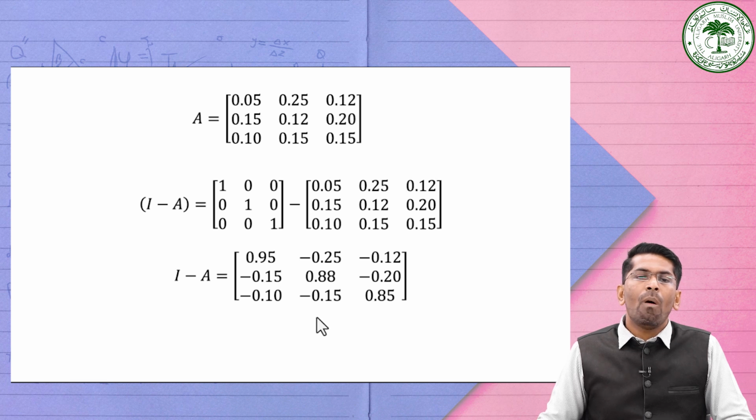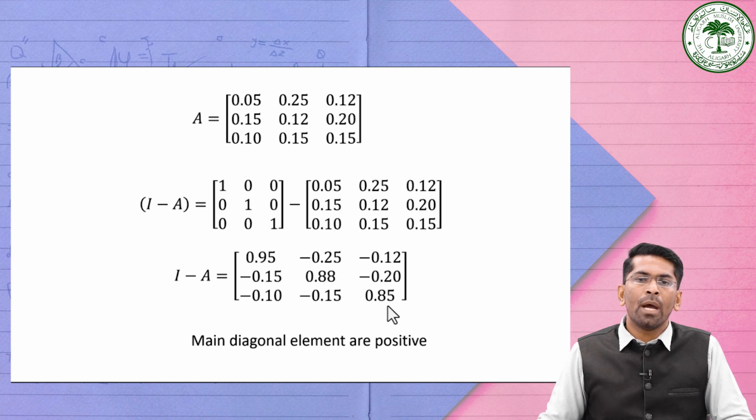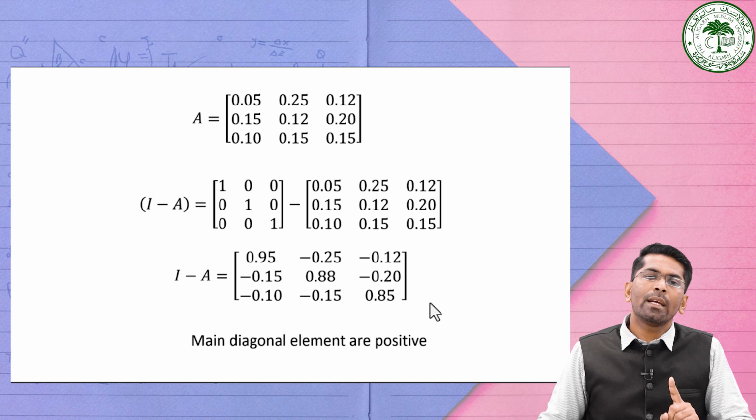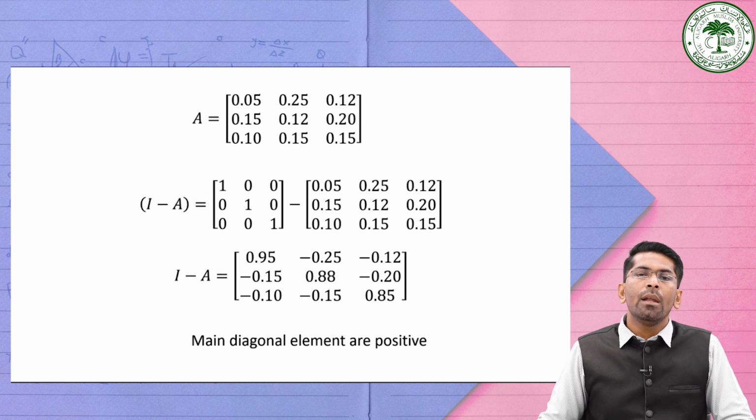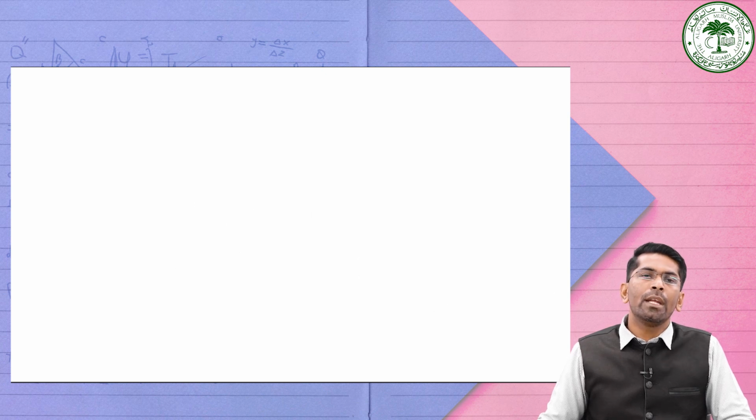See here all the diagonal elements are positive: 0.95, 0.88, 0.85. This is one of the most important conditions for Hawkins-Simon. The Hawkins-Simon condition says that we have to satisfy both conditions, and the first condition is that the main diagonal elements are positive. So the first condition is satisfied. Now we are going to find the determinant value.